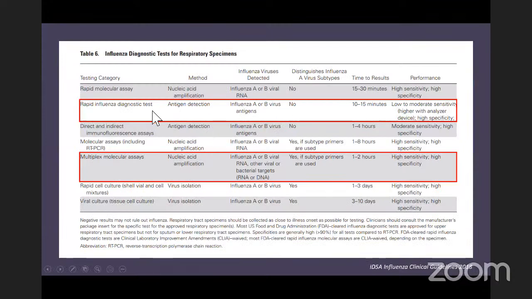Okay, so for rapid influenza diagnostic test, we have antigen detection. For us, we detect flu A and flu B antigen. And the test is quite fast. The test can be completed within less than 1 hour. And it has a low to moderate sensitivity. Roughly, the sensitivity is around 60 to 70%, but the specificity is very high, more than 95%. And on top of that, we have this one, multiplex molecular assay. And the test will take around 1 to 2 hours, and it is a very sensitive test, and it is highly specific.